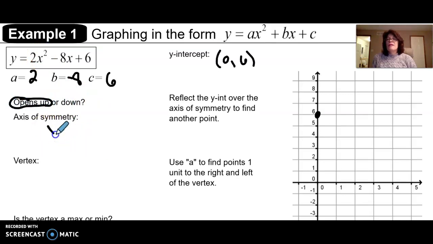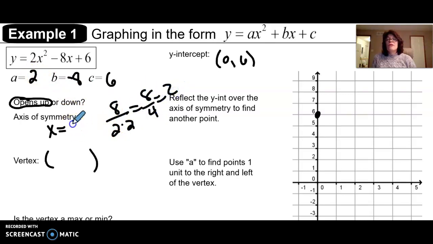Axis of symmetry, it's x equals something, whatever the x coordinate of the vertex is. Okay. So I need to find that. I'm going to take the opposite of B over twice A. The opposite of -8 is 8 over twice A. 2 times 2 is 4. 8 over 4 is 2. So the axis of symmetry is x equals 2. And my vertex is at 2, something.